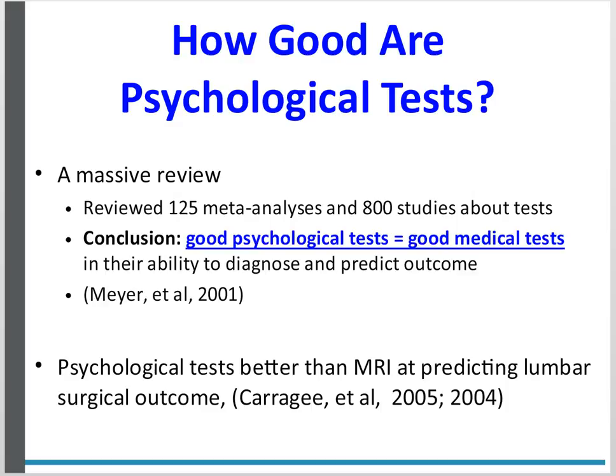And in some cases, psychological tests are better than MRIs and medical tests at predicting medical treatment outcome. That is because, as we just saw in the last slide, a lot of medical outcome variables are behavioral. What does the patient do? How do they feel afterwards? Are they satisfied? Psychological variables.